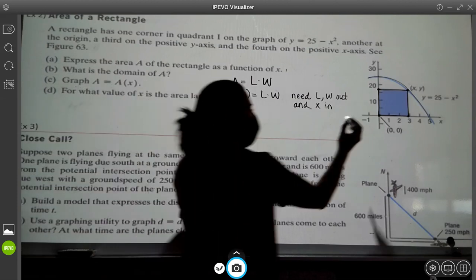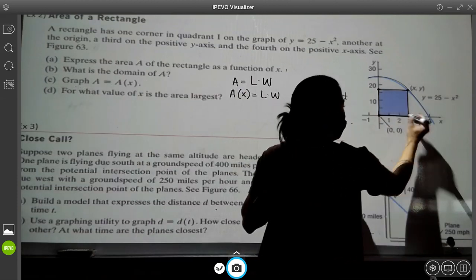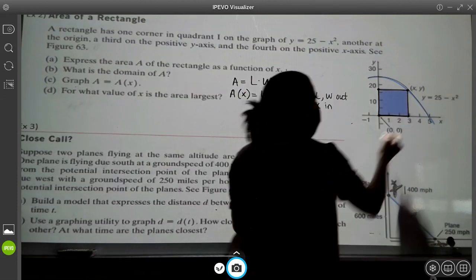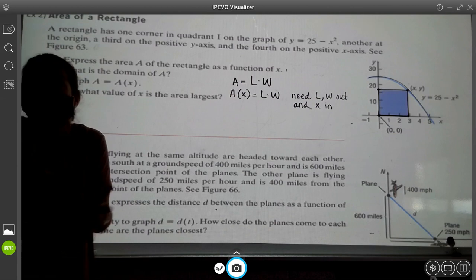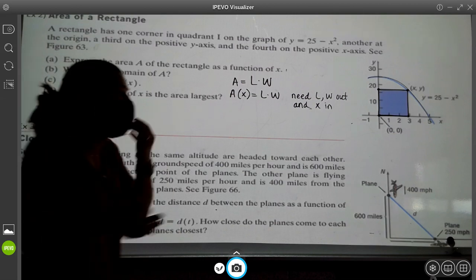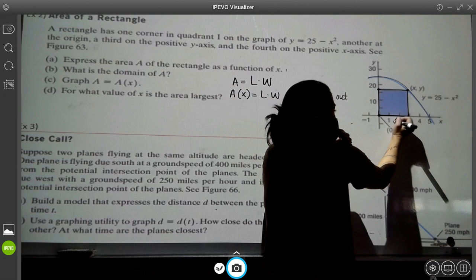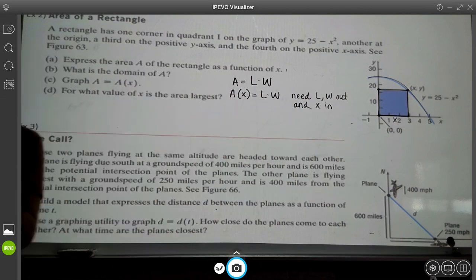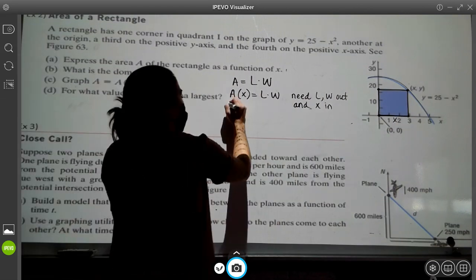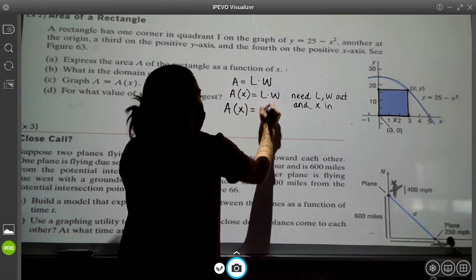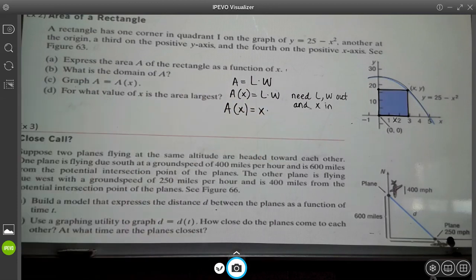Well, guys, what would you say the length of this rectangle is if you went from here to here on the positive x-axis? You could just say you went how many units to the right? It looks like 3, but we can't assume that. We would have to say it went x units along the positive x-axis. Does everybody agree? So the length would be x. We can get L out and x in.